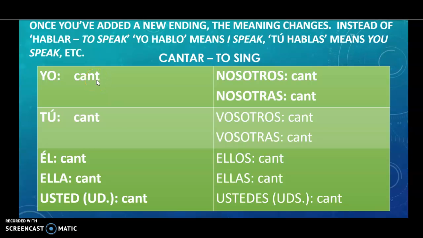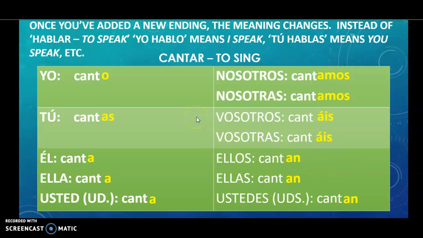And then step 2, add a new ending. So the yo form is going to be an O. If we remember, the tú form is going to be an as. Él, ella, usted, a. Nosotros, nosotras, amos. Vosotros, vosotras, ais. Ellos, ellas, ustedes, an. So now it says yo canto, tú cantas, él canta, ella canta, usted canta, right? Nosotros cantamos, vosotros cantáis, ellos cantan.